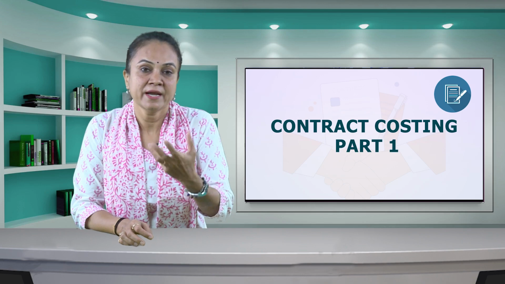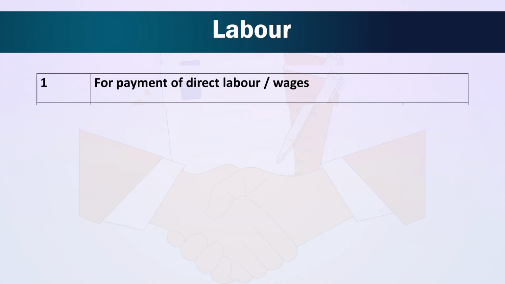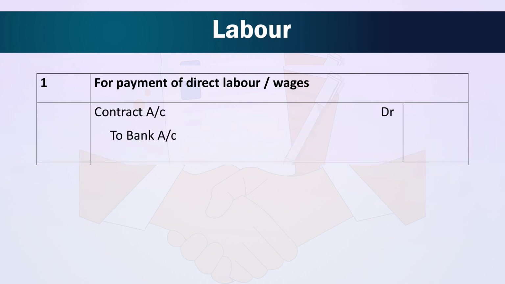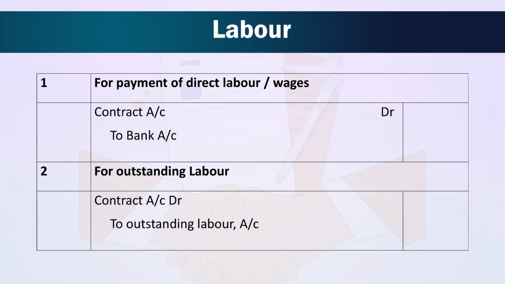Let's understand the next expense, labor. This is the second important cost of contract account. This is the direct labor cost of contract account. First entry is for payment of direct labor or wages: contract account debit to bank account. Second, for outstanding labor: contract account debit to outstanding labor account.